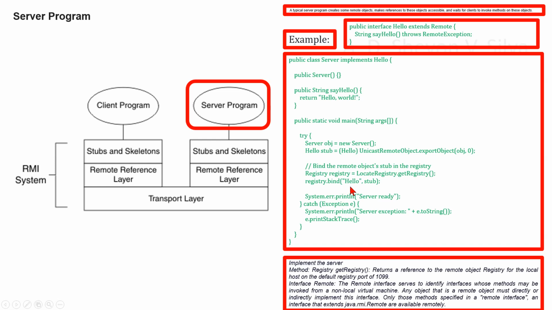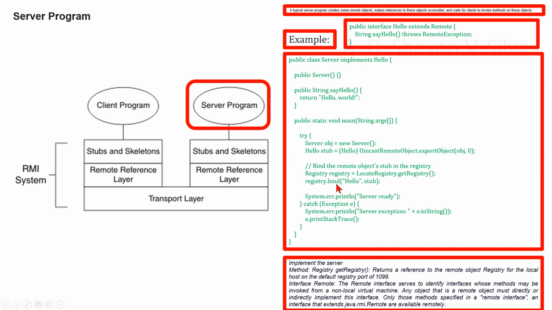Note the call to LocateRegistry.getRegistry simply returns an appropriate stub for the registry. The call does not check to see if a registry is actually running. If no registry is running on the TCP port 1099 of the local host, when the bind method is invoked, the server will fail with a remote exception.